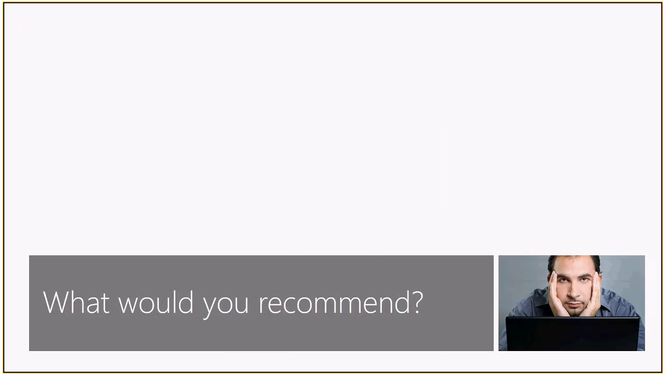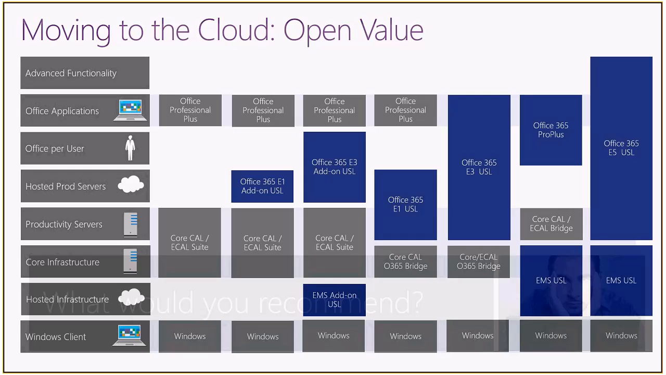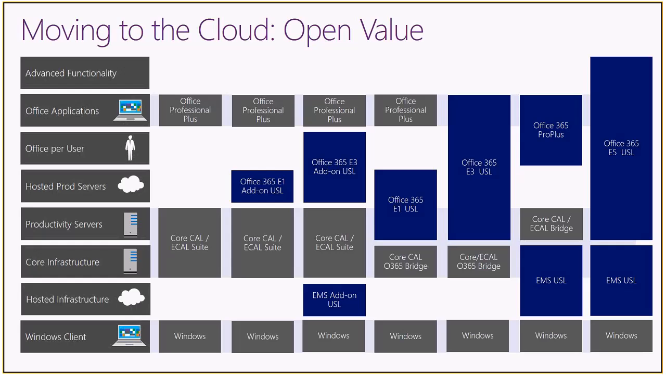So if we go back to this slide, if we think about it now, so they've got Office and they've got Core Cal, and they're just thinking to themselves, right, I want to get some E3 here whilst keeping what I've already got. What would the best recommendation be?